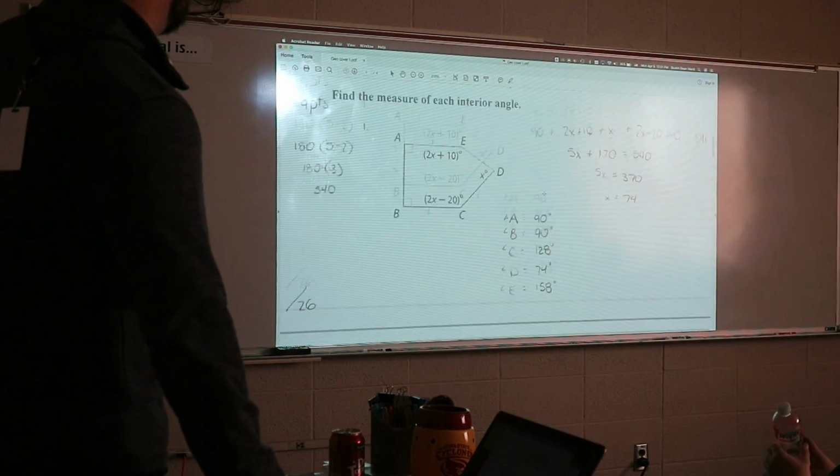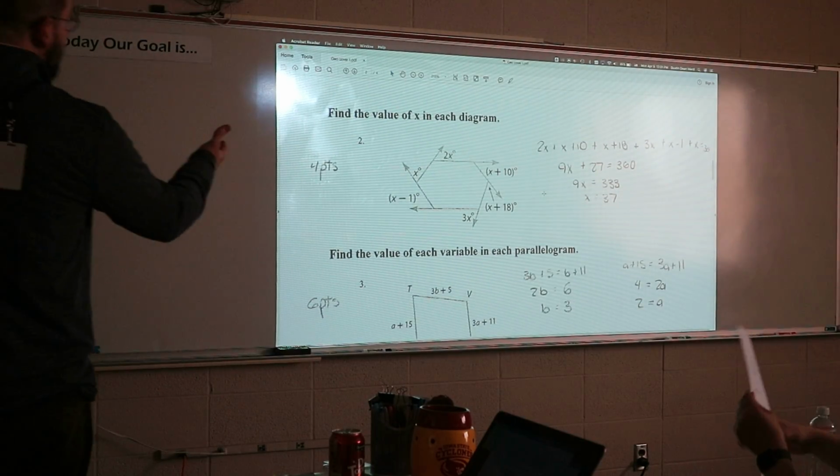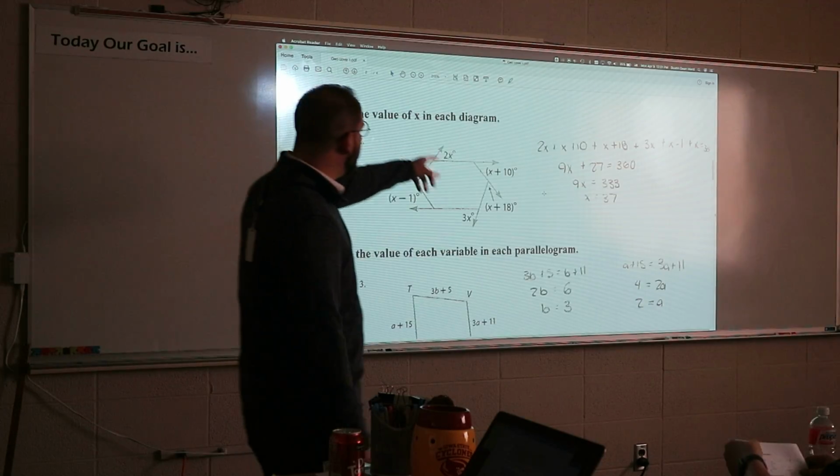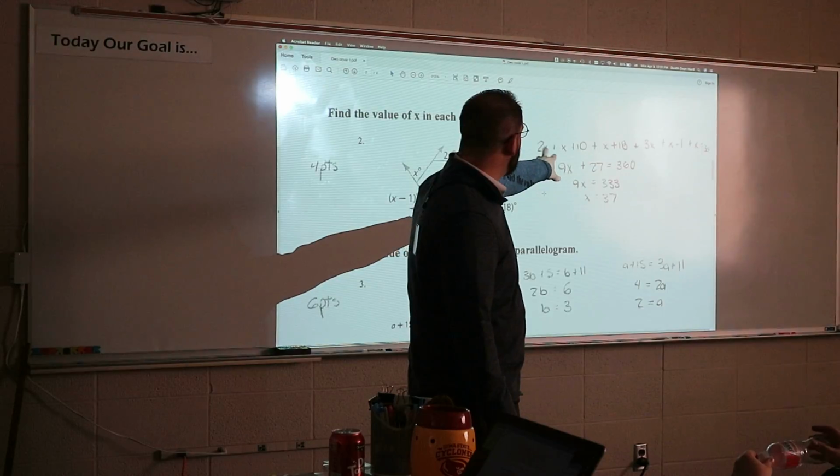All right, moving on. Number 2. Math is fishy. Adding up all the exteriors, you get 360. You can see all my math. I add them all up to get 360. Then subtract the 27 across and divide.